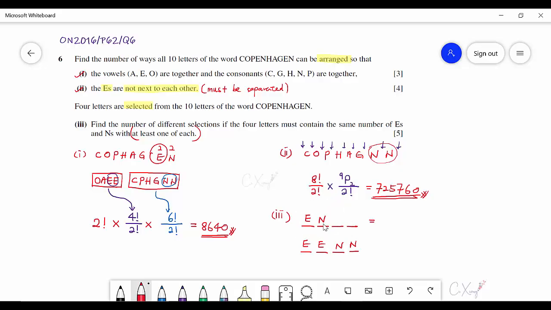Okay, no need to multiply with 2C1 because no matter which N you choose, at the end, the results look the same, which is one combination only. So now we want to focus on these two empty spaces here. I need to actually get 2 letters to fill in these 2 empty spaces. So how many letters are available for me to select?